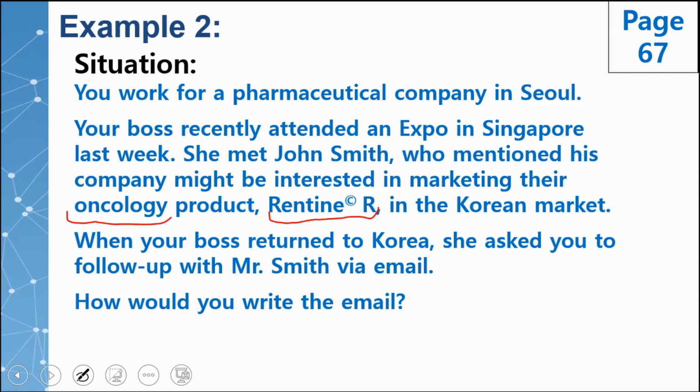So how would you write the email? You haven't met John Smith, right? You don't know him. Your boss knows him. And she said that she told John Smith that she would follow up, or she would have one of her employees or one of her staff members follow up and contact him about a possible joint venture or maybe being a distributor for this foreign firm's product in Korea. So let's take a look at the email. And of course you can find this email on page 67 of your book. So let's go over it together here.